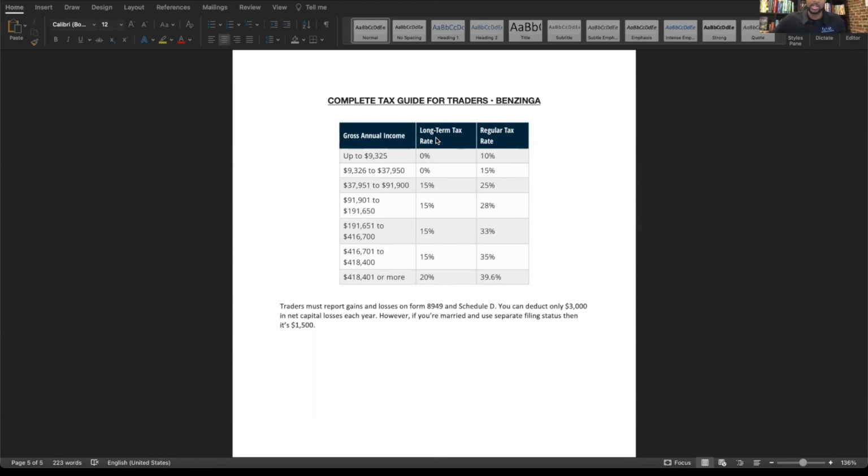So it should be about 120 days. So longer than that, if you're holding your trades longer than that, or you're holding your investments longer than that, then you automatically get thrown into the long-term tax rate, which is a little bit less than the regular tax rate. If you're using the strategies that I'm showing you, you're going to be taxed at the regular rate. Now, obviously, there's going to be a lot of deductions that you are able to take. $3,000 in net capital losses each year as of right now.